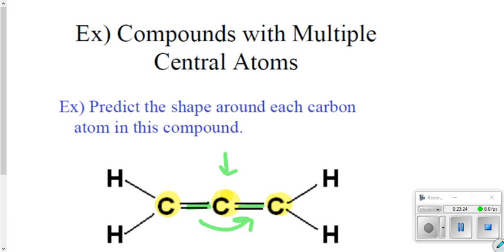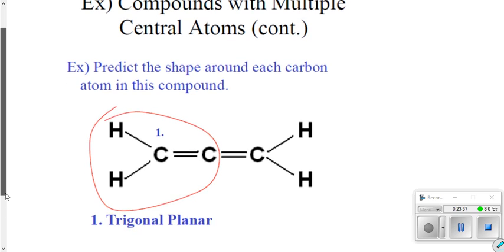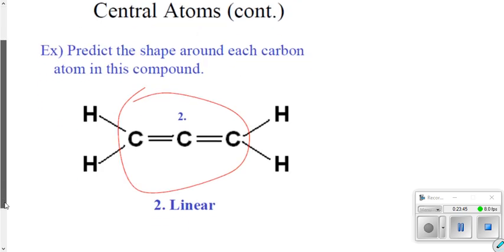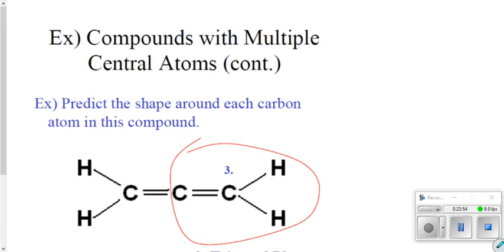The carbons that we see on the end are surrounded by 3 charge clouds. They have a charge cloud on 3 sides of them. Again, 3 individual charge clouds that surround an atom are trigonal planar. We have trigonal planar around the end carbons, and we have a linear around the central carbon. So we end up with shapes that are different around each individual atom.